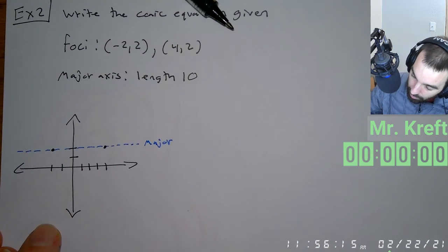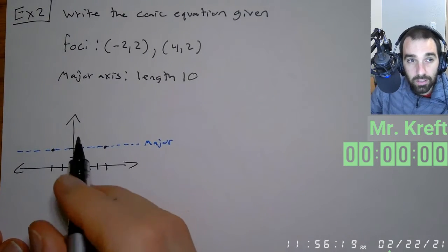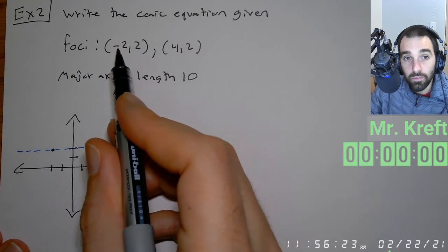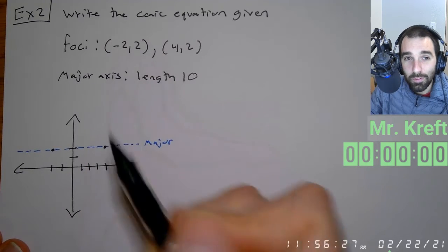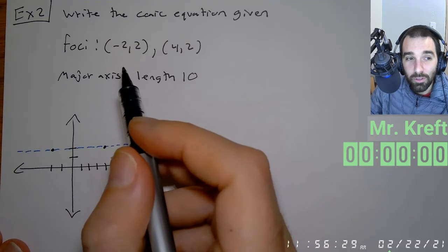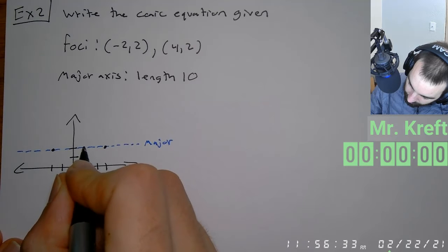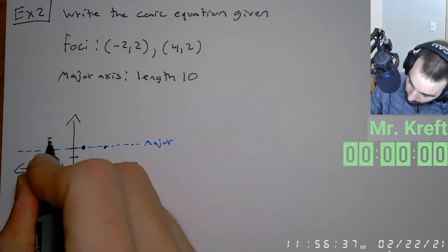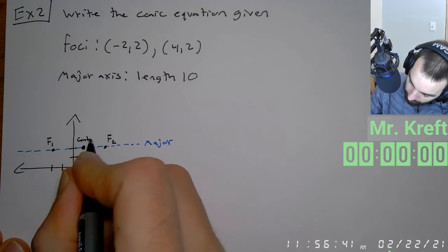And then it says the length of my major is 10. Okay. So the first thing I'm going to do is find the center. So what's in the middle of this? The easy way is just to find the average of -2 and 4. If you add them up and divide by 2, that would be 1. So right here is my center. Okay, so I have my focus 1, I have my focus 2, and this is my center.